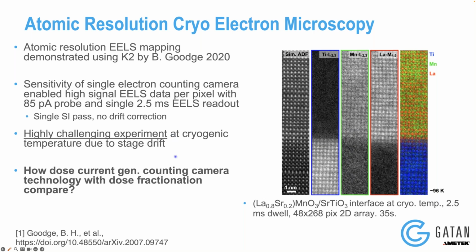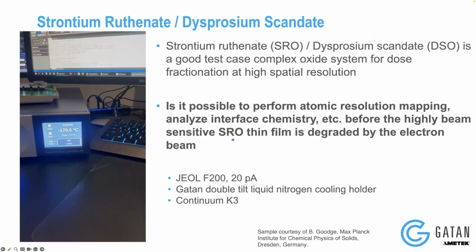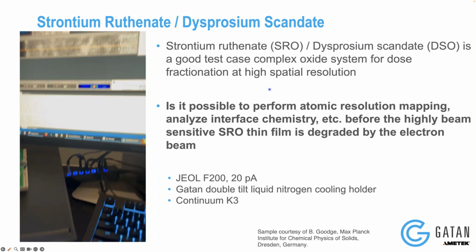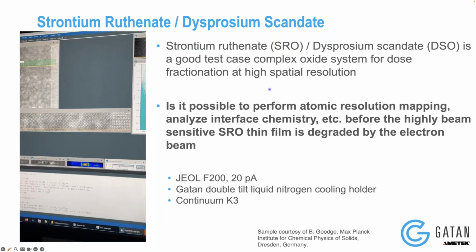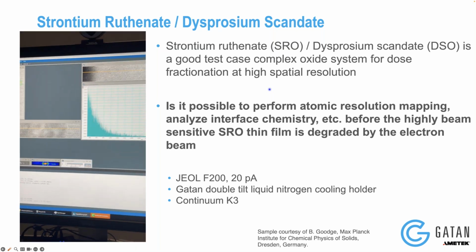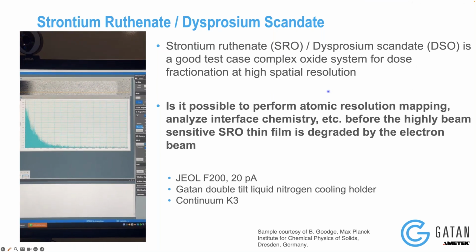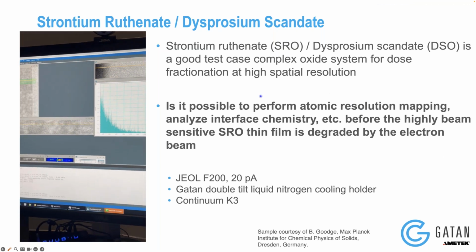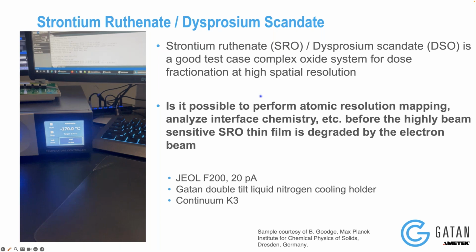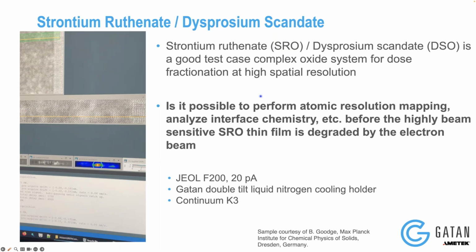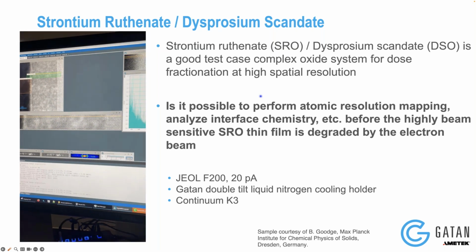Okay, so let's move on to the newer data. So what am I looking at here? Strontium ruthenate on dysprosium scandate. This is a great test system. It's a beam sensitive oxide on a very radiation hard substrate. So that's kind of cool. We can look at something that's beam sensitive, and something that's essentially indestructible in the same experiment. And it's a really nice, beautiful epitaxial thin film. So we can look at interface chemistry, atomic resolution spectroscopy, and so forth.